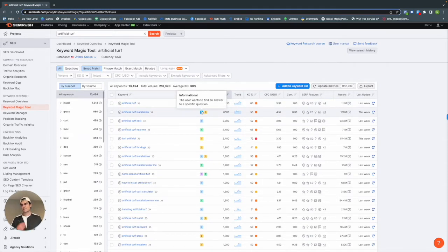Informational is more top of funnel, right? So essentially these are people who are asking questions like, what is artificial turf? What are the benefits of artificial turf? How much does it cost, etc., right? We kind of want to get these people out of our campaigns because we don't want to spend too much money on the awareness stage of the funnel, right? And so we kind of want to look out for these.